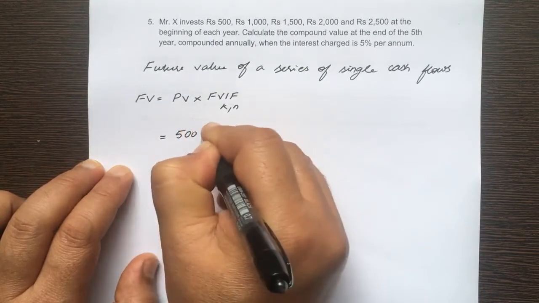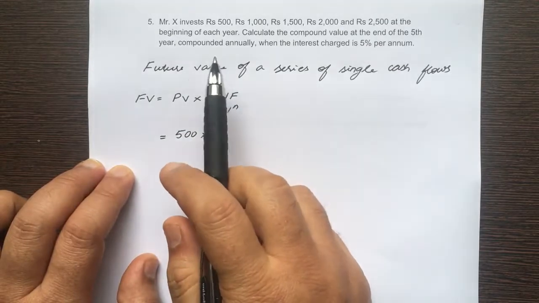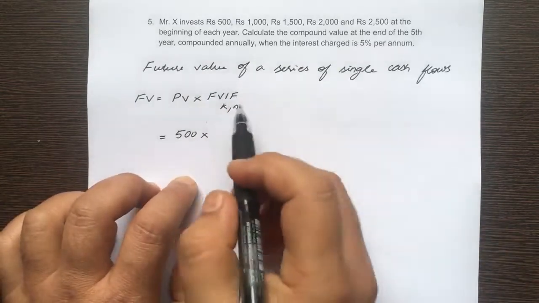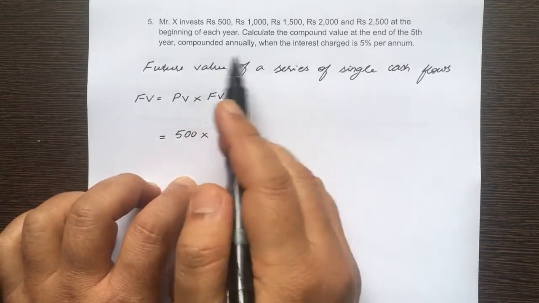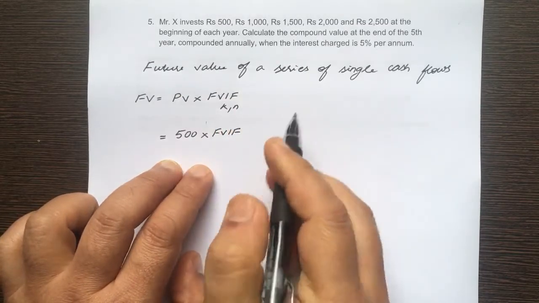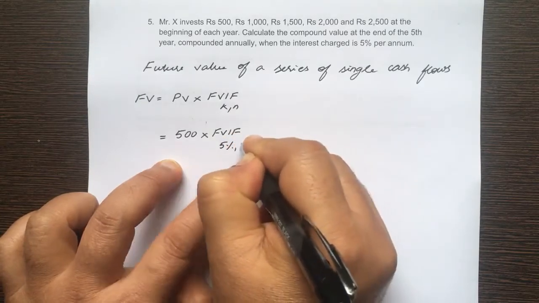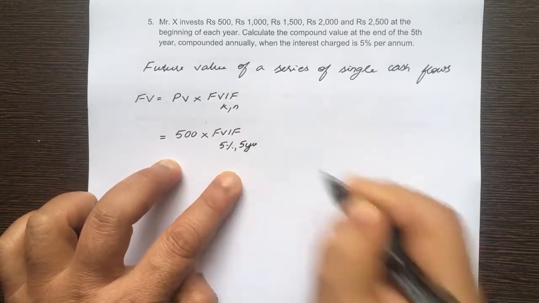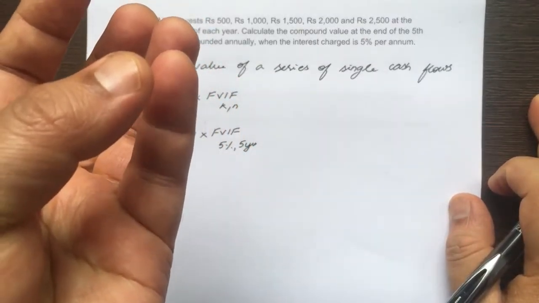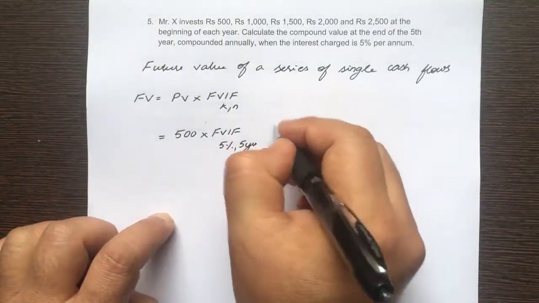So 500. Now, by the way, all these amounts are invested at the beginning of each year. So 500, and we have to find out what will be the compounded value at the end of the 5th year. So 500 into FVIF. What is K? Rate of interest 5%, and N will be 5 years, right? Because we have to calculate, see, at the beginning of the first year. So first year, second year, third year, fourth year, 5th year. So we have to take 5 years for that.